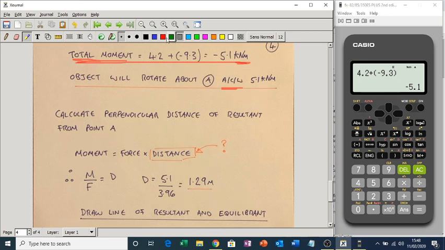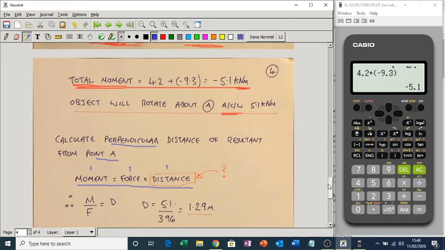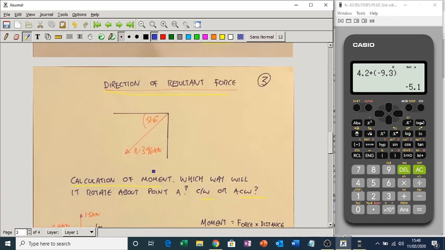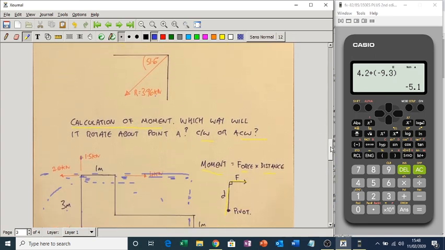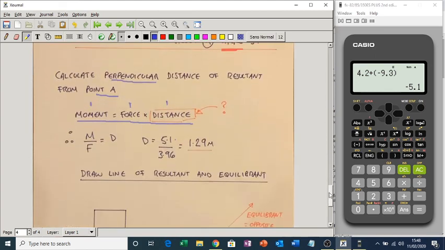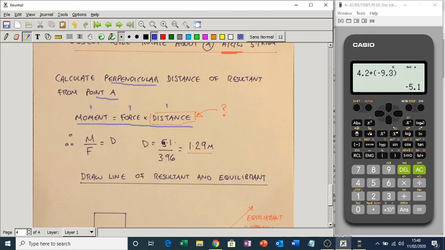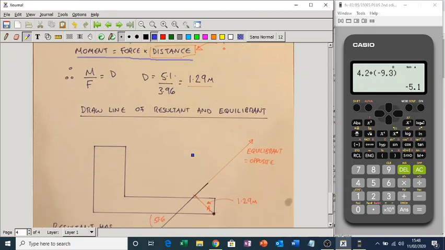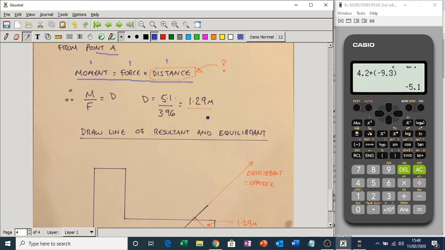The perpendicular distance of the resultant force from point A, we can simply use this. Moment is force times distance. We know the moment, we know the force, we don't know the distance. Rearrange this, so moment over force will give me distance. We know the moment is 5.1. We know the force, it's 3.96. I've left the k's out because they cancel out. You can put them in if you want to. So the moment divided by the force gives me 1.29 meters. So that's the perpendicular distance.